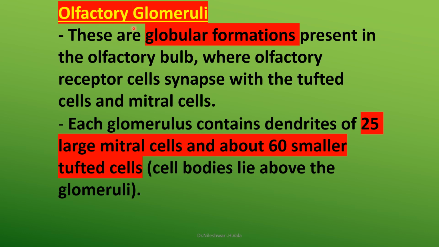Olfactory glomeruli. These are globular formations present in the olfactory bulb where the olfactory receptor cells synapse with the tufted cells and mitral cells. Each glomerulus contains the dendrites of about 25 large mitral cells and about 60 smaller tufted cells.